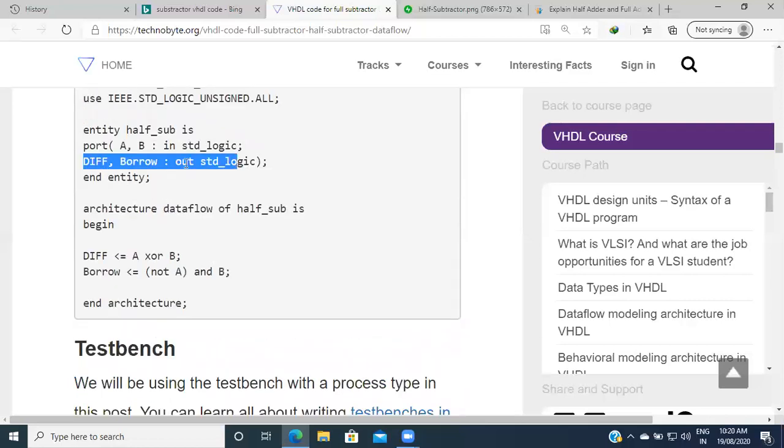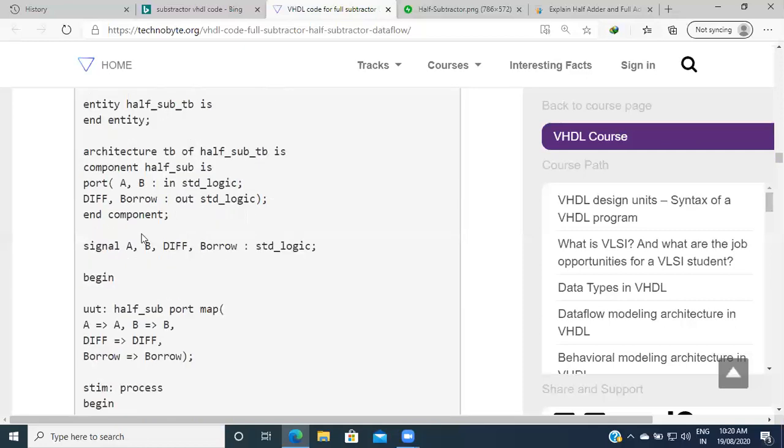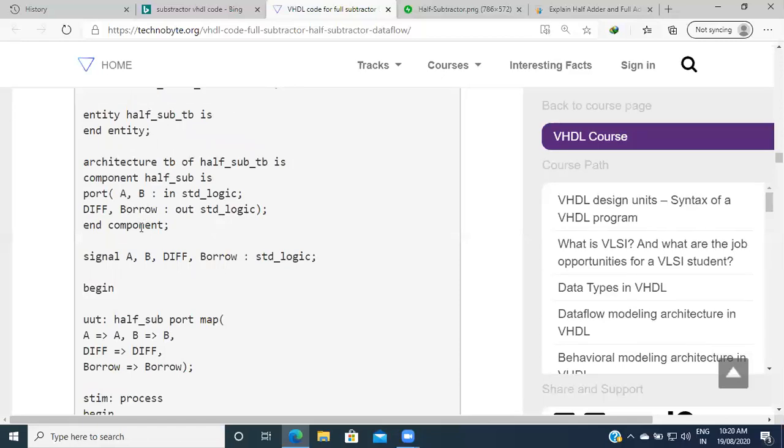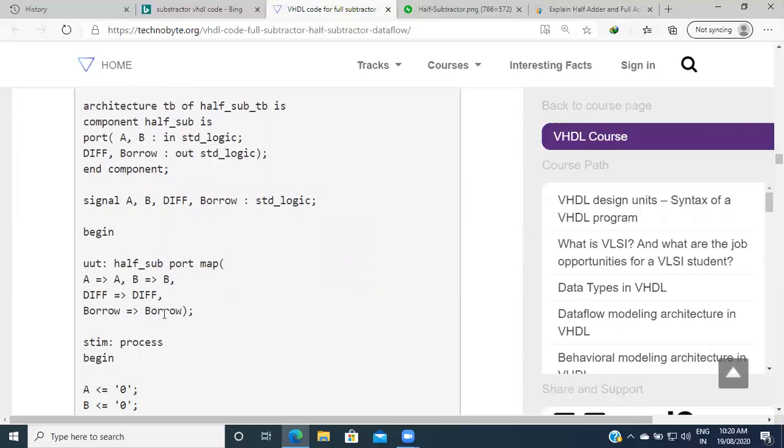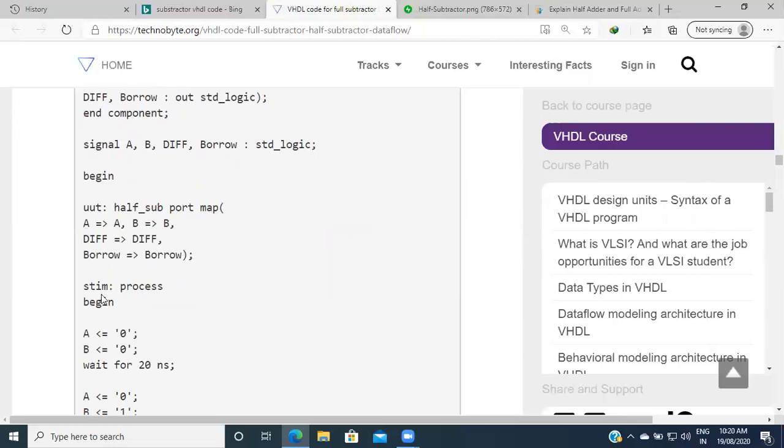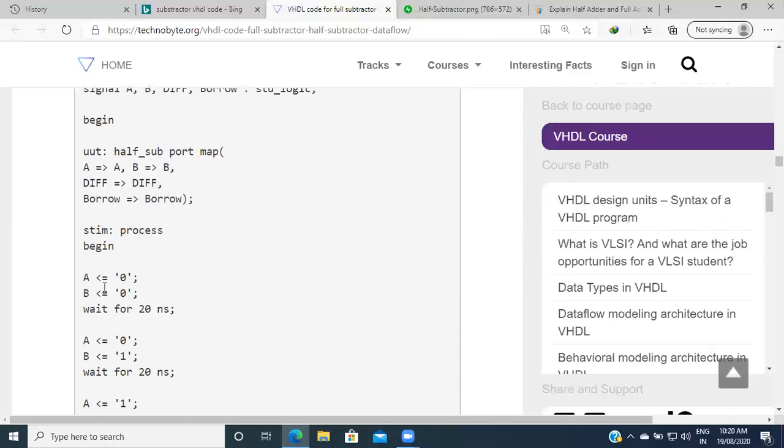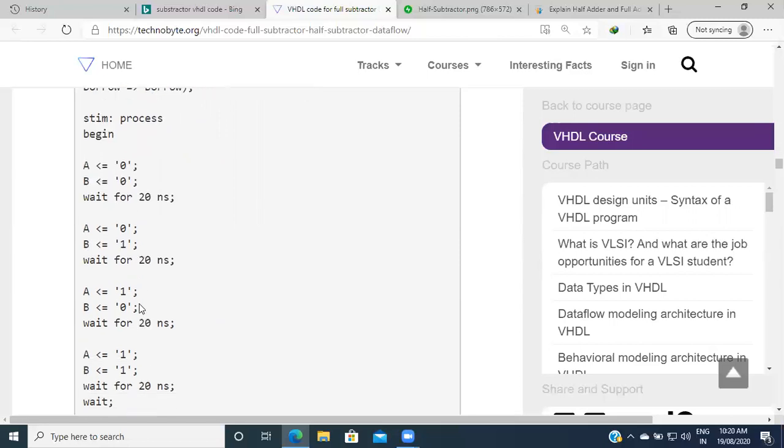These are the outputs, but that difference we are applying as the input into that full subtractor circuit. So borrow is assigned the value of borrow. So here in the stimulus process we start with the begin. If A is 0 and B is 0, wait for 20 nanoseconds. We are giving the wait statement here for 20 nanoseconds.